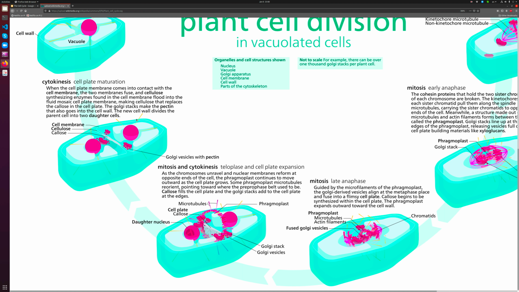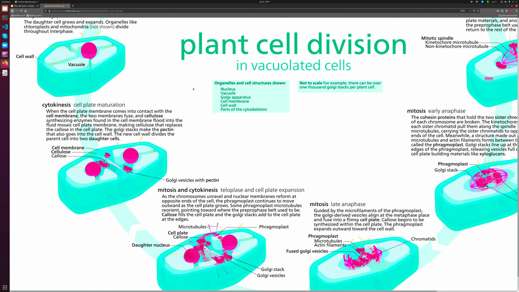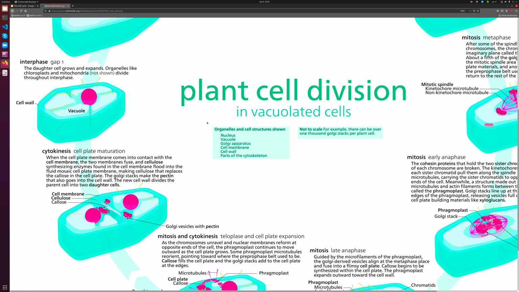Cytokinesis, cell plate maturation. When the cell plate membrane comes into contact with the cell membrane, the two membranes fuse and cellulose-synthesizing enzymes found in the cell membrane float into the fluid mosaic cell plate membrane. We've been talking about the fluid mosaic model in a video called Cellular Membranes, in Chapter 7 of Campbell Biology. They make cellulose that replaces the callose in the cell plate. The Golgi stacks make the pectin that also goes in the cell wall. The new cell wall divides the parent cell into two daughter cells.